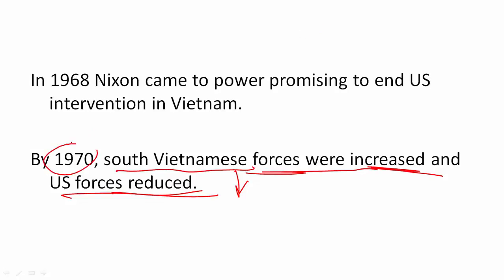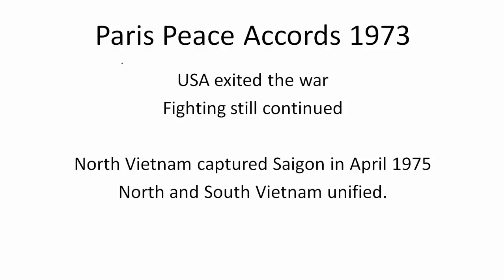And he started this in 1970, and by 1973 they were also parallelly trying to get North Vietnam to sign a peace treaty. So finally in 1973 a Paris Peace Accord was signed. USA exited from the war completely. By August 1973, no US soldier was fighting in Vietnam, but the fighting still continued.